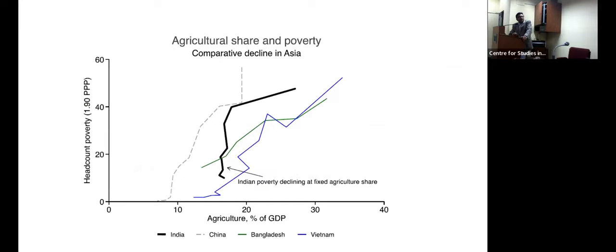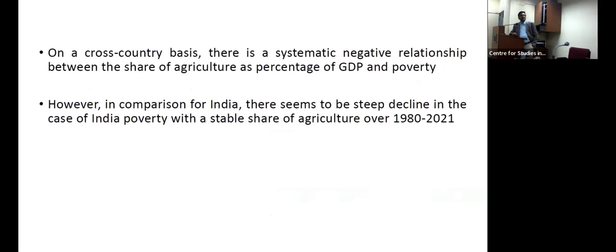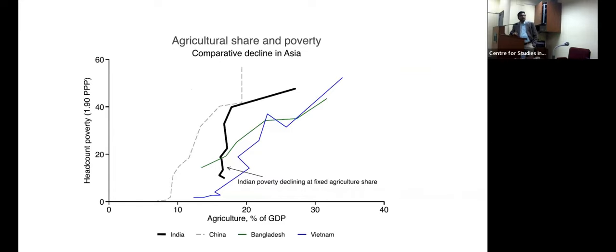Let me come back to this, and let me explain the graph a little bit. For the period 1980 to 2021, we plotted agriculture as a percentage of GDP against the headcount of poverty. Okay, that's what we are plotting. Let's look at any individual country. The blue one seems the brightest color, so let's look at the blue one, that's Vietnam. Presumably this is going backwards in time. That's why I personally find this graph a bit confusing, but it is what it is.